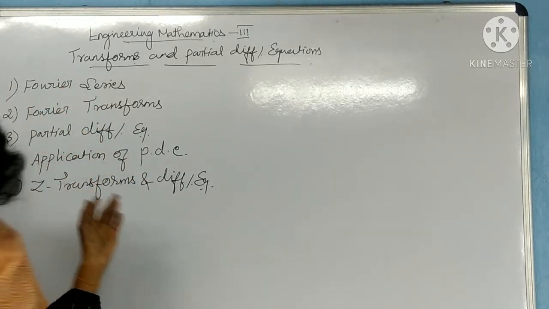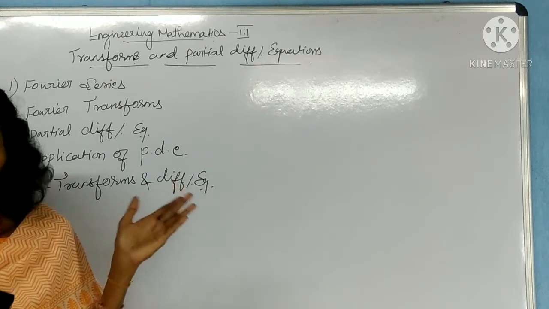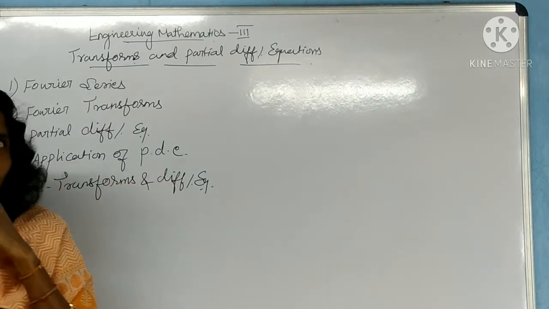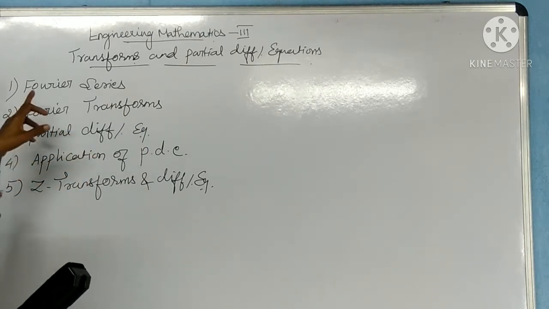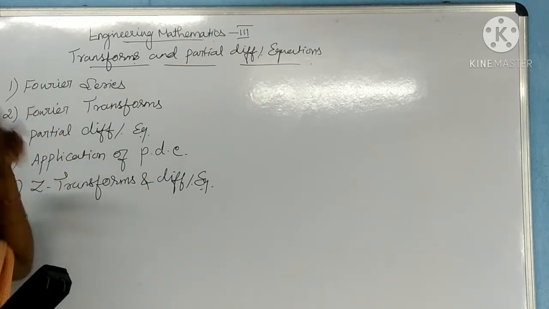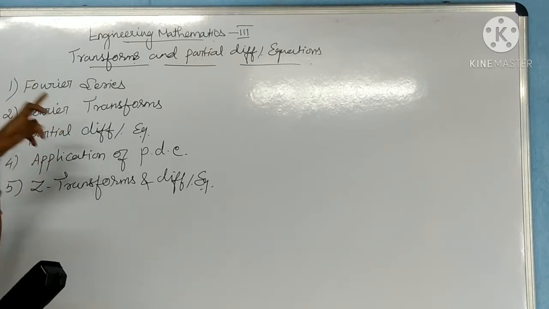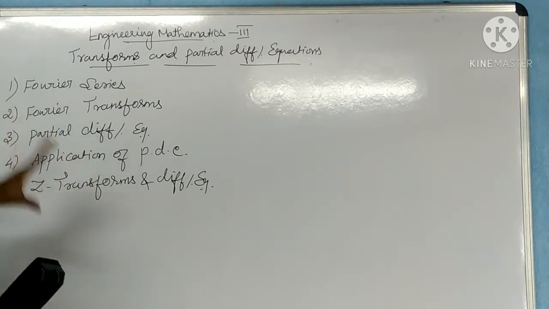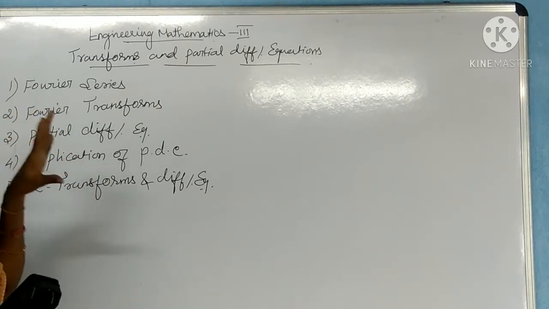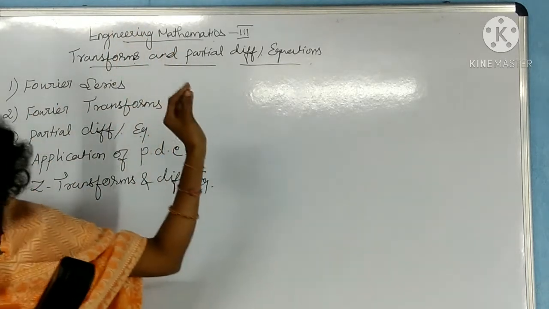Before the 2017 regulation and after the 2017 regulation, this unit order was shuffled. Shuffled means the first unit goes to third and the third goes to first, the second unit goes to fourth and the fourth goes to second. Now only the units are shuffled, not eliminated. All the 5 units are in the M3 paper for engineering mathematics 3.